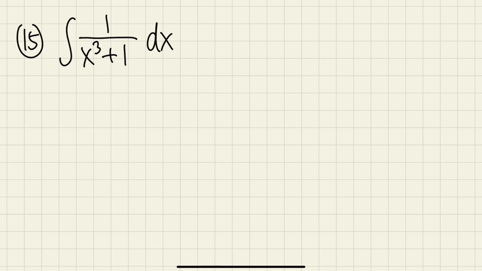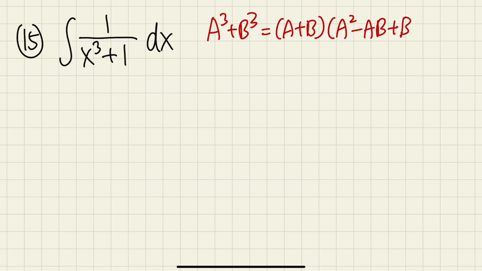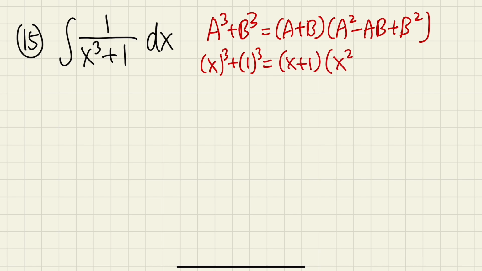Not that. Anyways, though, let me remind you guys, when we have a cubed plus b cubed, the sum of two cubes, we can factor it as a plus b times a squared minus ab plus b squared. Now, for x cubed, it's of course just x cubed. For the 1, we can look at it as 1 cubed. So, we get x plus 1 times x squared minus x times 1, which is just x, and then plus 1 squared, which is just 1. So, we are just going to be integrating 1 over all that.